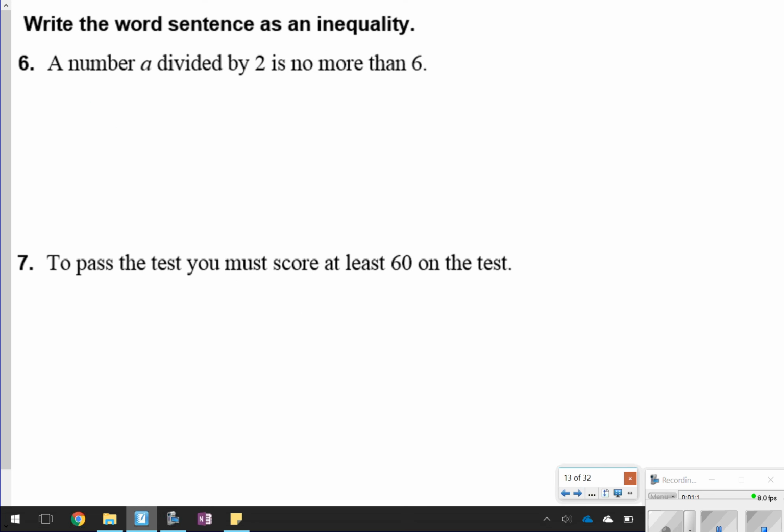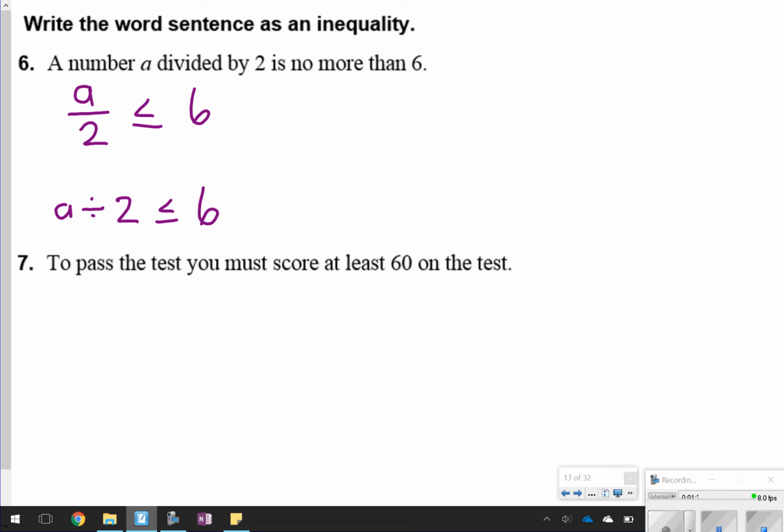Number 6 says a number a divided by 2 is no more than 6. So there's a few ways you can do this one. You could say a over 2, or you could write a divided by 2. Both of those mean the same thing. And then no more than would be less than or equal to 6. So either one of these would work.